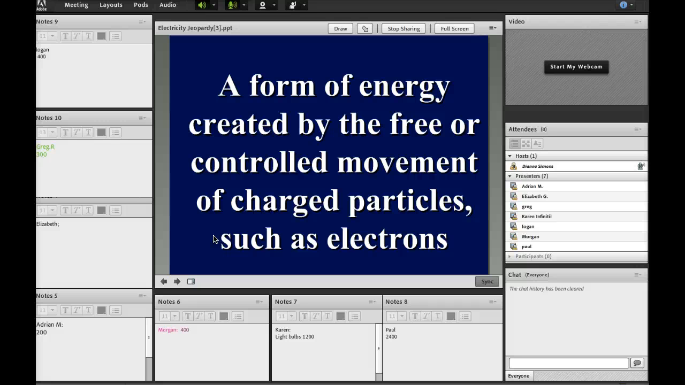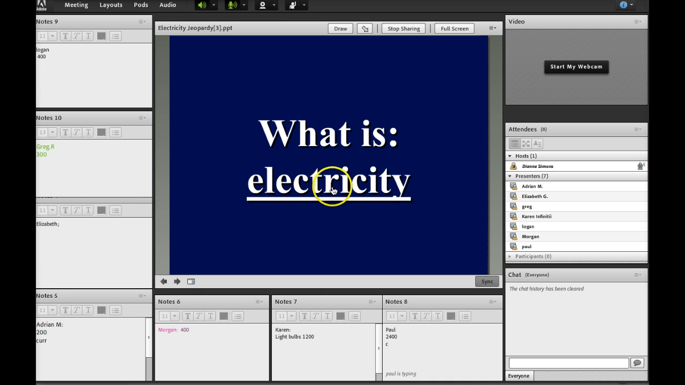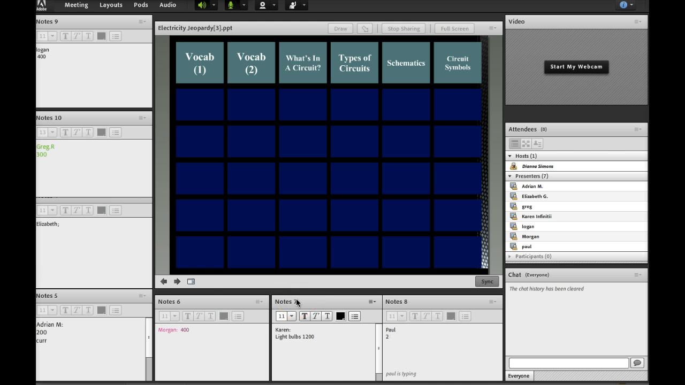What does the I stand for? This is the I in our current. And I just said the answer. I'm sorry, guys. I gave you the answer. So if that's what you were thinking, give yourself 400. What is electricity? It's actually current. Okay.